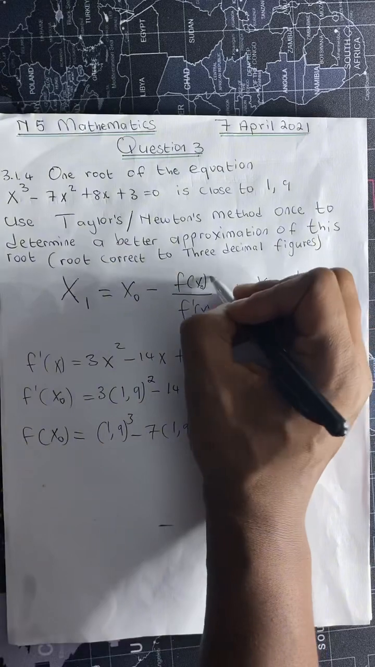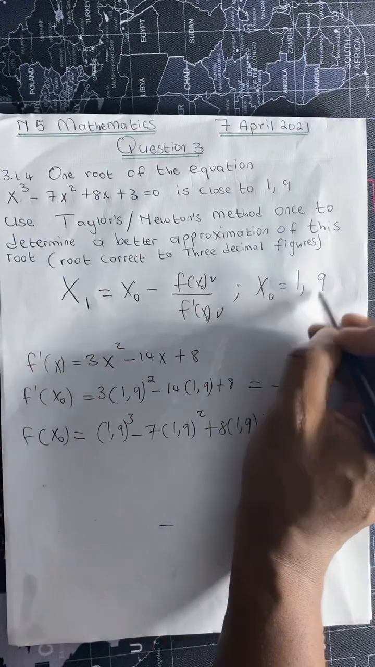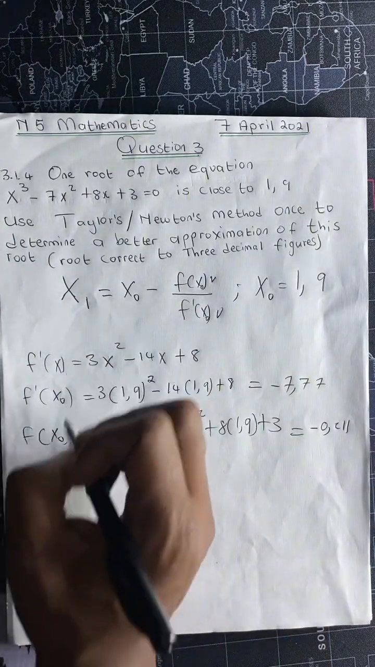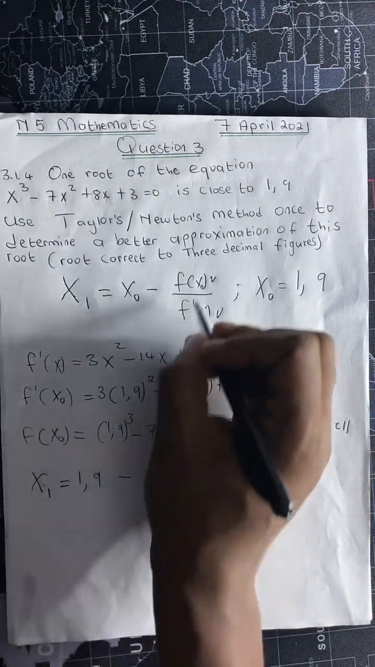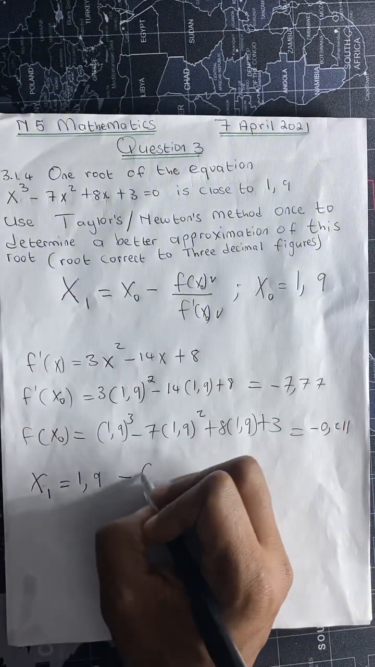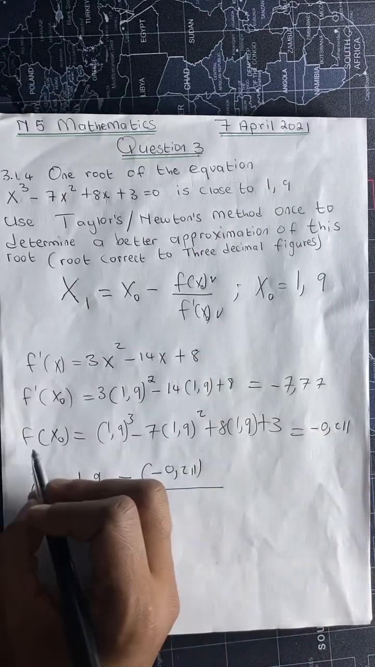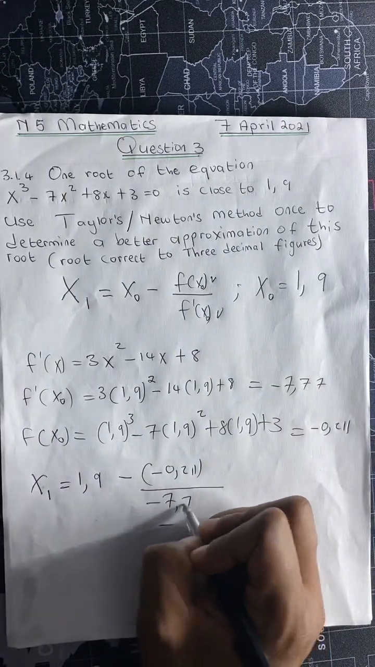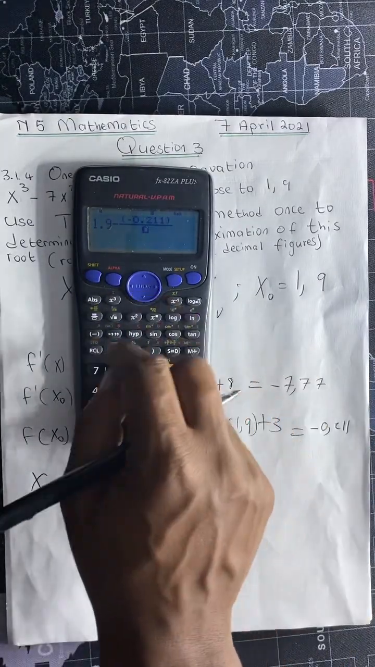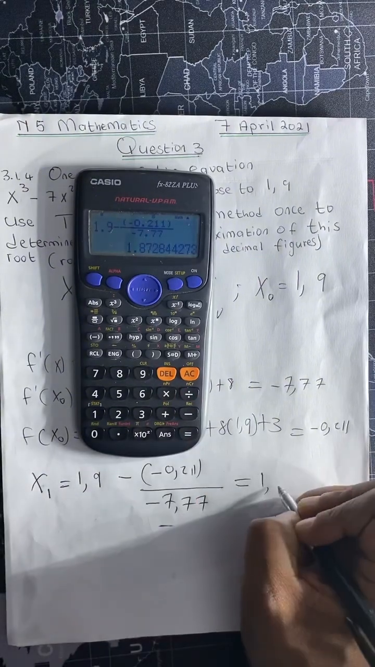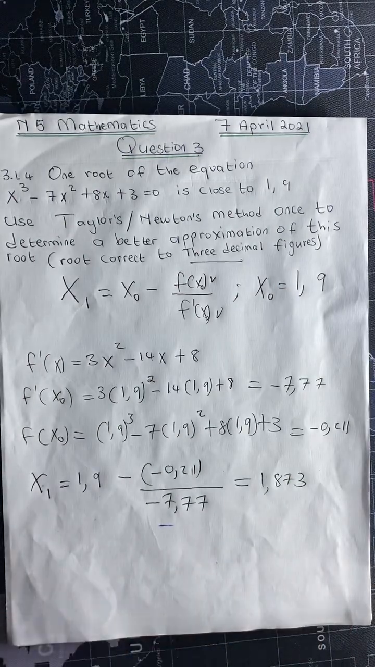So we figured out our f of x0 and our f prime of x0, and the x0 was given to us as 1.9. So let's substitute to find x1. So x1 is equal to 1.9 minus f of x0, which is negative 0.211, divided by f prime of x0, which is negative 7.7. So a better approximation will be equal to 1.873, and we are told to correct to 3 decimal figures.